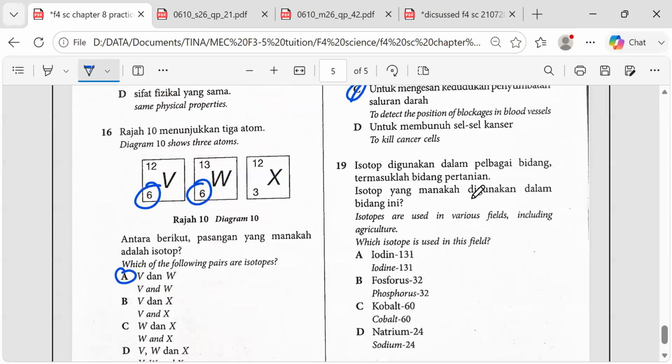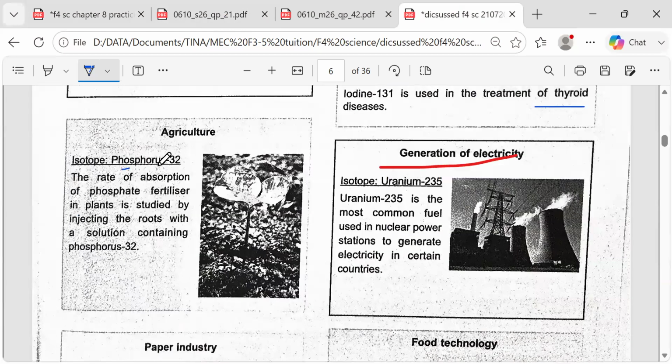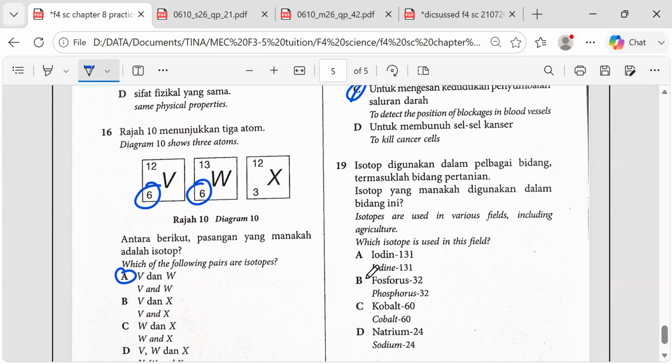Okay. Isotopes are used in various fields. Which one is used in agriculture? So if you look back here, agriculture is phosphorus 32. So to study the rate of absorption. Okay. All right. Out of 9 questions, how many did you get correct?